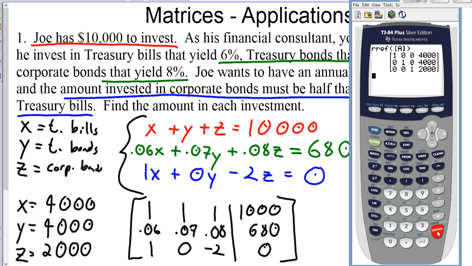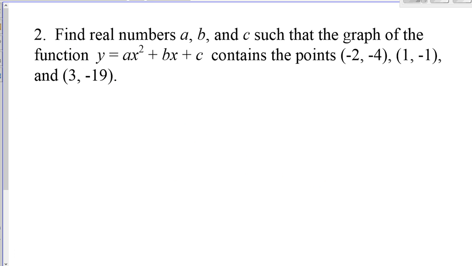All right, so that's one type of equation that we're going to be dealing with. Another application type is if we have 3 points, 1, 2, 3, and we want to solve for a quadratic equation.